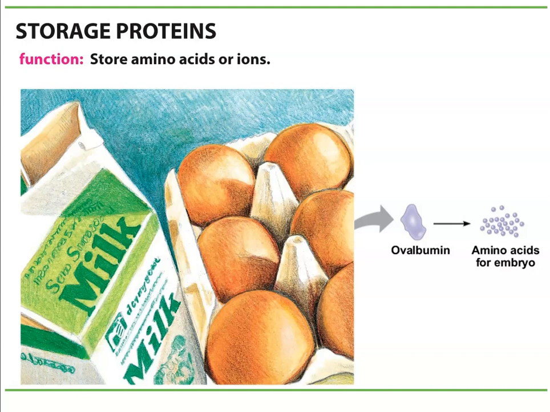Ovalbumin, for example, is a protein that's expressed and put into eggs. The whole purpose of it is just to have all of the amino acids within it so they can be broken down during development to use as building blocks for building the embryo. Other examples of this are ferritin protein, which stores iron in the liver, and casein, which stores amino acids in milk. So that's why milk is such a good source of proteins and the building blocks for building muscle.